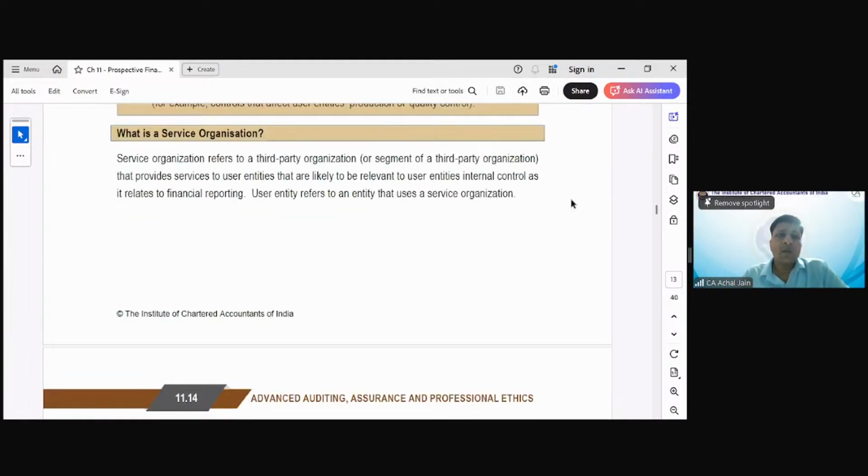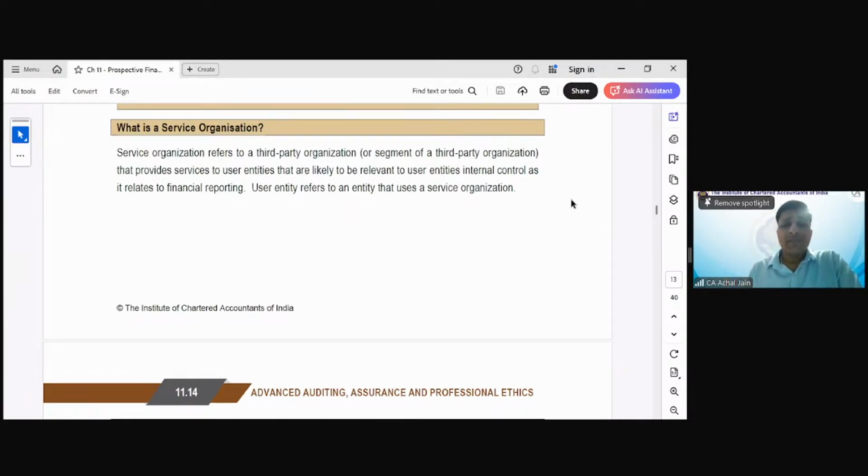Okay. Now, what is a service organization? I think we already know about it quickly. It's a third party organization that provides services to a user entity. User entity means, let's suppose you are the auditor, that is your client. And your client is availing services, let's suppose for payroll, from a third party. So this third party which is providing payroll services is the service organization. Your client, let's suppose, is A Limited and you are the auditor of A Limited.